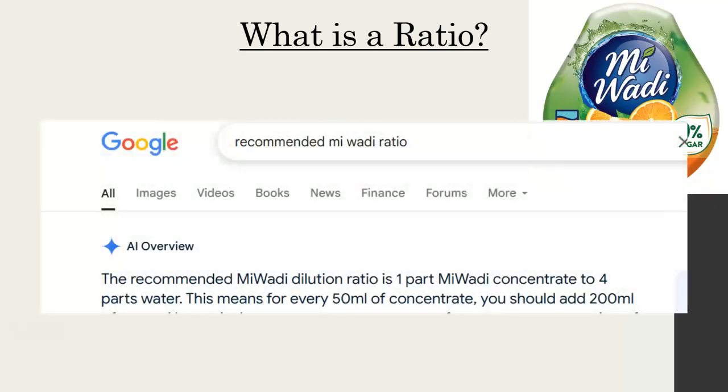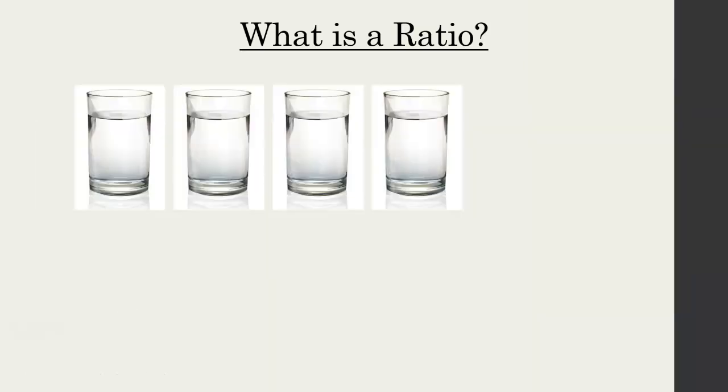So if I googled recommended Mywaddy ratio, so I add the word ratio at the end, this is what comes up. The recommended Mywaddy dilution ratio is 1 part Mywaddy concentrate to 4 parts water, and then it goes on. So the question is, what does this mean? The dilution ratio is 1 part Mywaddy concentrate to 4 parts water. Well, this is actually what it means.